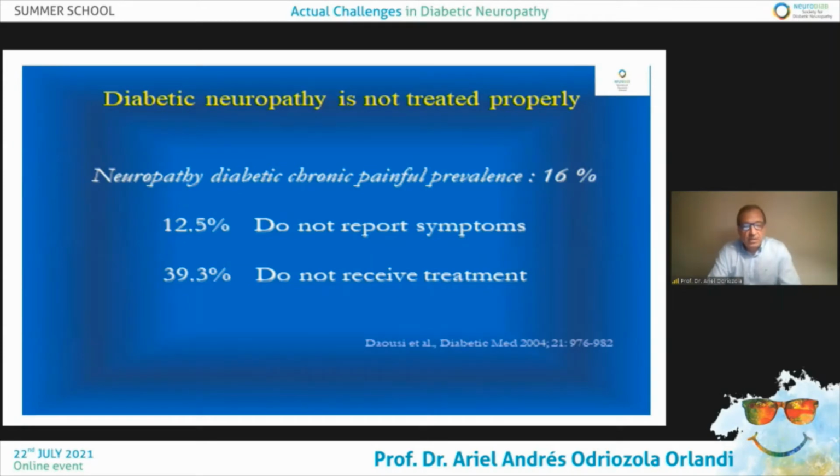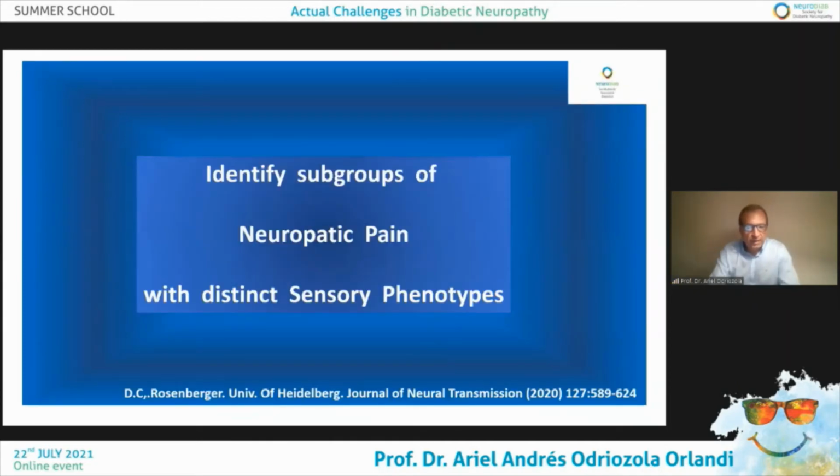Diabetic neuropathy is not treated properly. Here you can see the prevalence is about 16-25%, but 12% do not report symptoms, and more than 39% do not receive treatment. This is the situation today of this kind of patients with painful diabetic polyneuropathy.